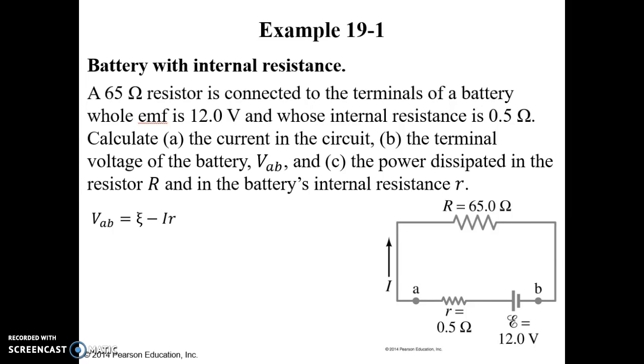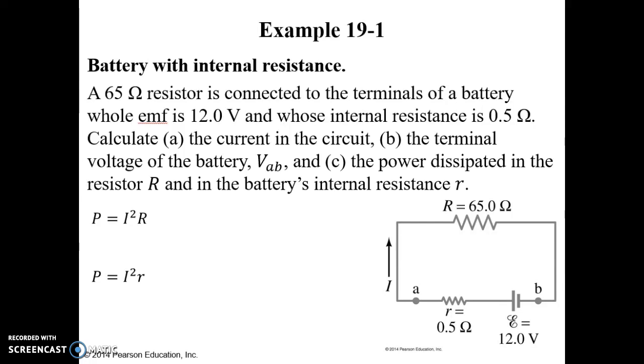For part B, we can use the same equation to solve for terminal voltage. From there, it's just a straight plug and chug to get 11.9 volts as the terminal voltage. Notice that this number is slightly less than the EMF, and that's due to the internal resistance of our voltage source.